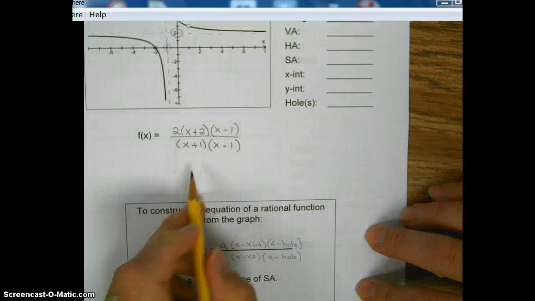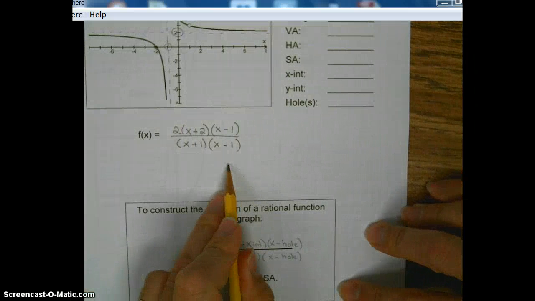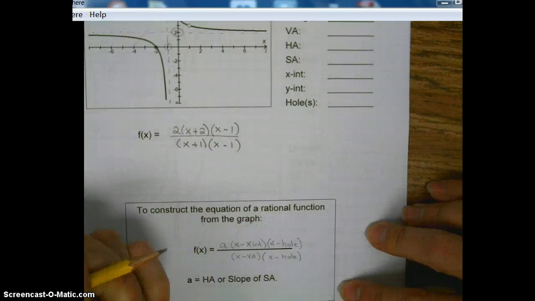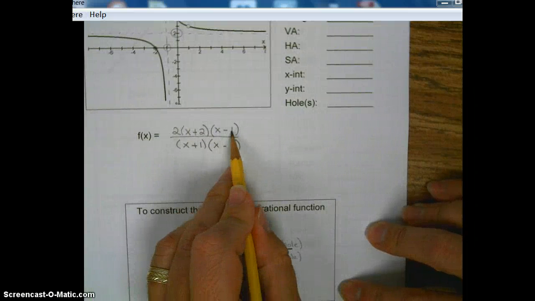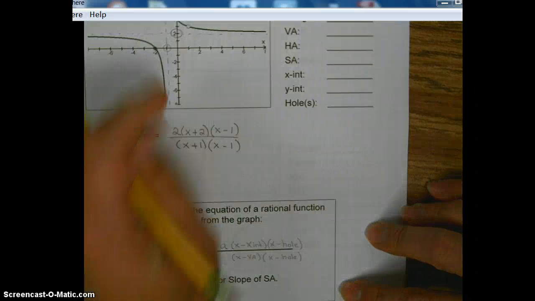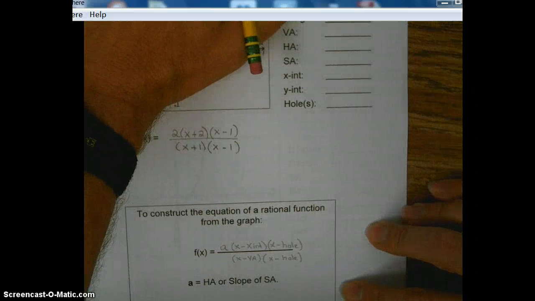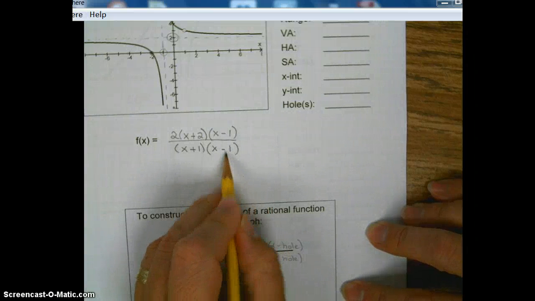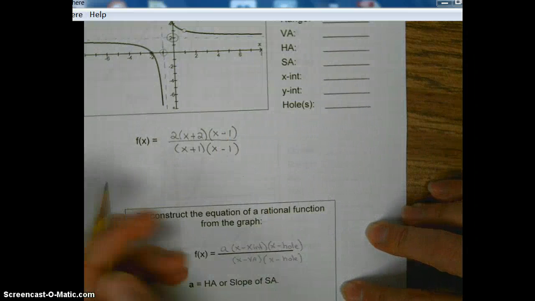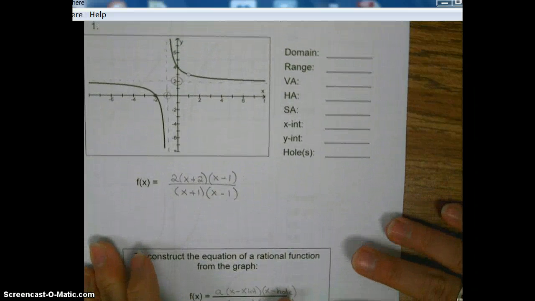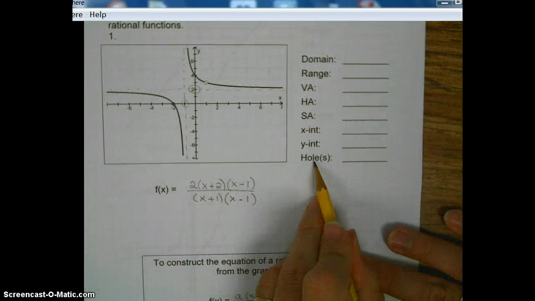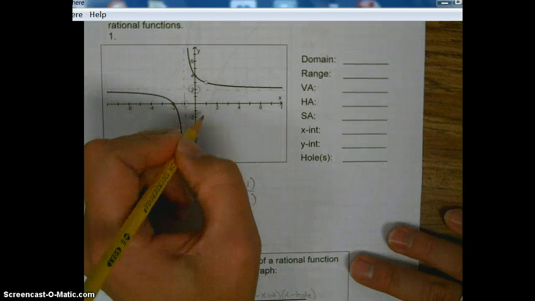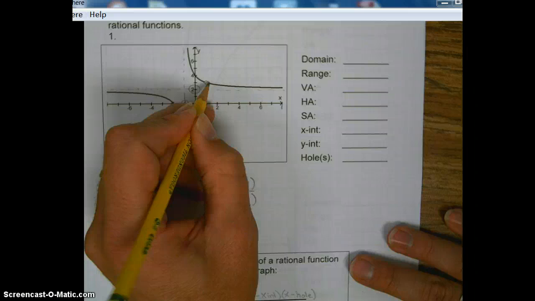So you can tell when there's a hole when there are two factors that are the same. We have a hole at 1. If you didn't see the graph, you would know there is a hole in this rational function at 1 because these two factors are the same. Now to calculate that hole, it's pretty easy when you're given the graph. It's at (1, 3).